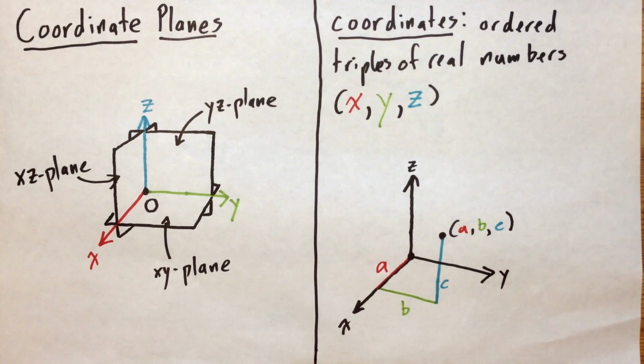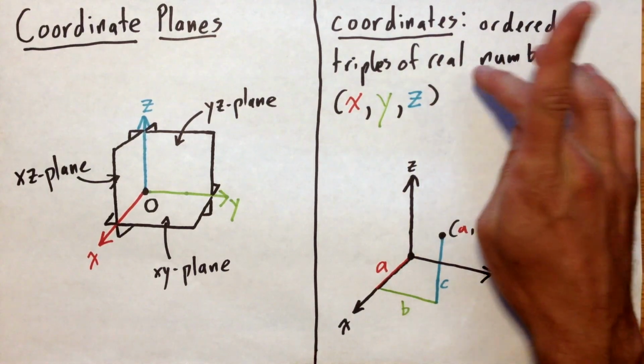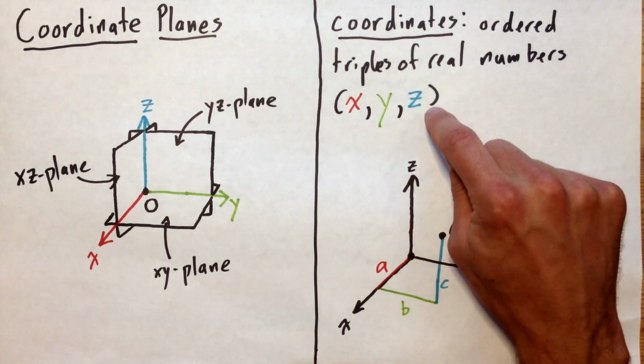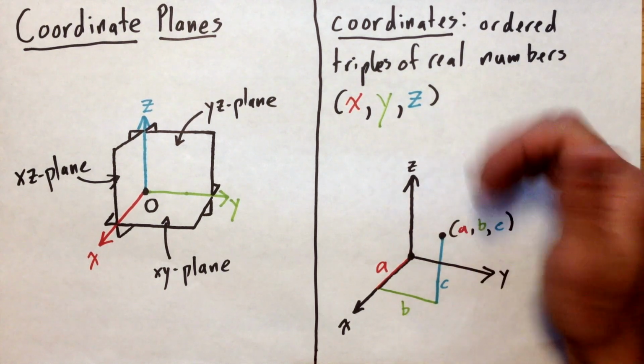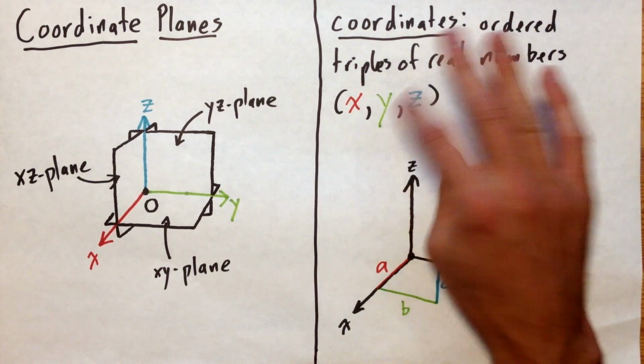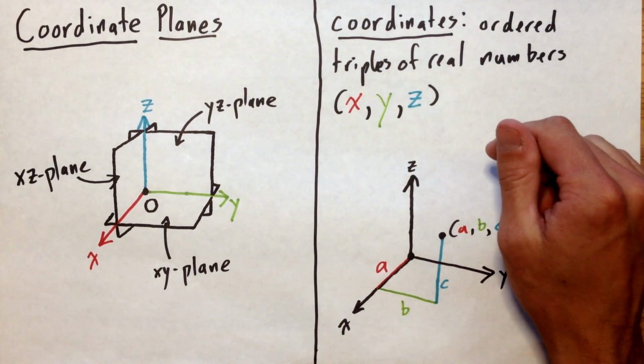So we're setting all this up so that we can identify points using coordinates. And since we've got 3 dimensions, we have to identify points by ordered triples of real numbers. There's an x coordinate, a y coordinate, and a z coordinate in that order. The order matters because the first one tells you how far you go in the x direction, the second in the y direction, the third in the z direction. If you move the numbers around, you might get a different point.